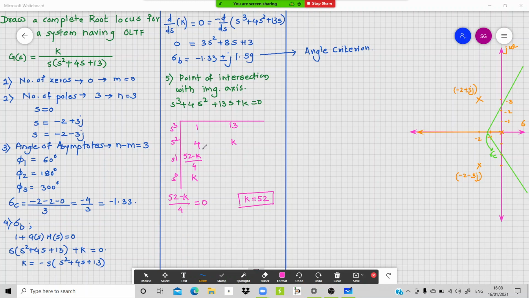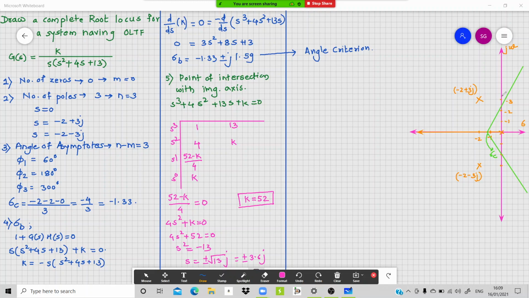One thing. Then go to the above equation, 4s square plus k equal to 0, which will give you those roots. So 4s square plus 52 is equal to 0. That is coming out to be s square is equal to minus 13, and the value of s we are getting is plus minus root 13j, that is coming out to be plus minus 3.6j.